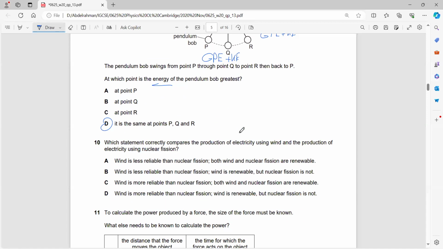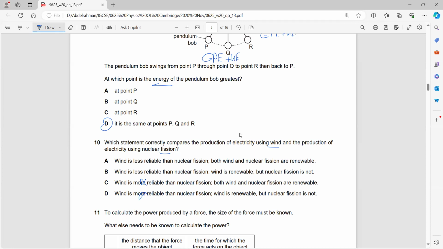Which statement correctly compares the production of electricity using wind and the production of electricity using nuclear fission? Wind is more or less reliable? Definitely, wind is less reliable. Wind is not more, it is less reliable.